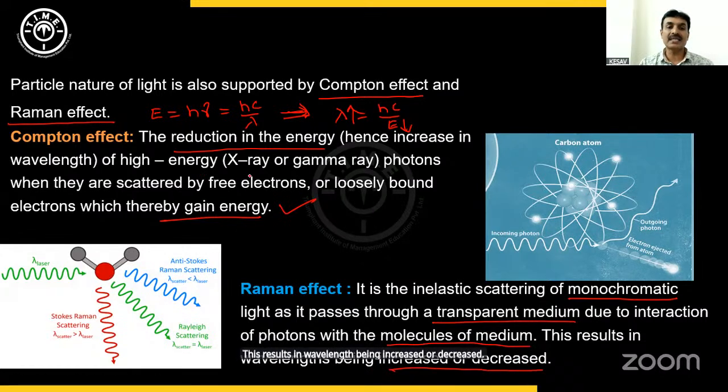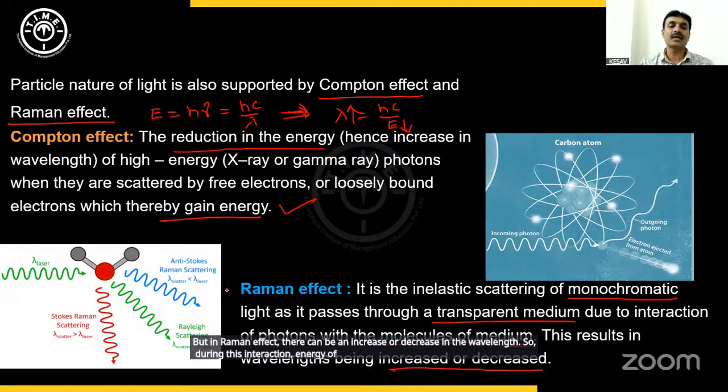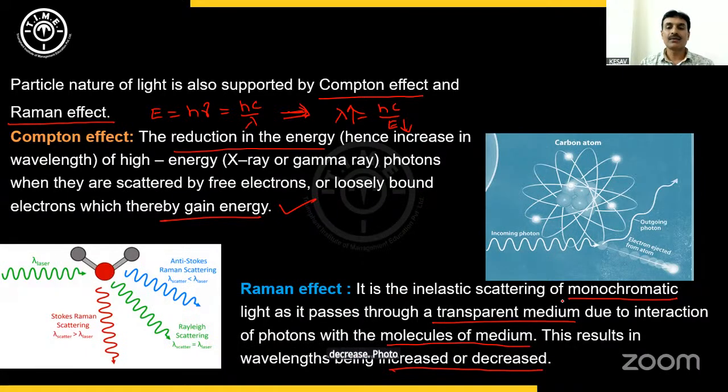See, in Compton effect, clearly wavelength is increased. But in Raman effect, there can be an increase or decrease in the wavelength. So during this interaction, energy of the photon may increase or decrease. Photon in the sense monochromatic radiation. Okay. So see this figure. Incoming radiation, the laser radiation. It interacts with the molecules of the transparent medium. Then scattered radiation may have increased or decreased wavelength. This particular effect is called Raman effect. Okay. Hope that is clear to you.